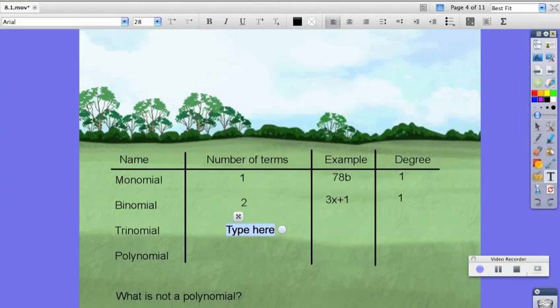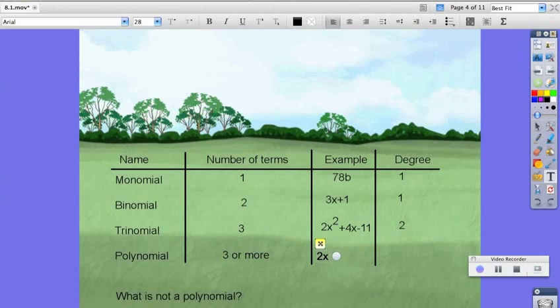Trinomial, we have 3 terms. 2x squared plus 4x minus 11. That's an example. And the degree here, the highest degree is 2, which is on top of x. X is to the 2. And polynomials are 3 or more terms.